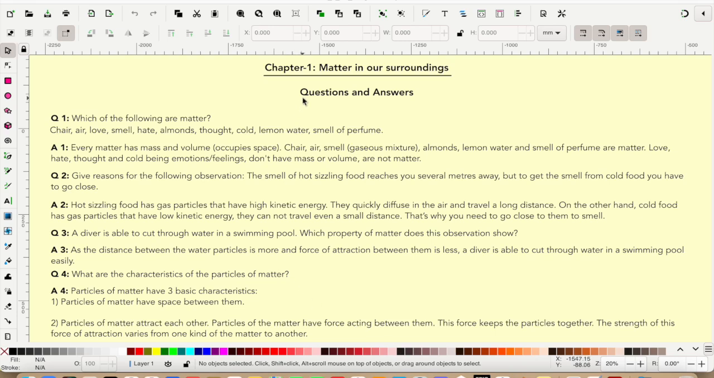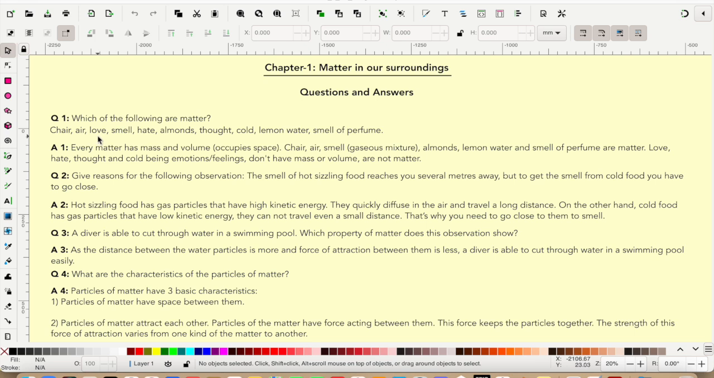Let us see questions and answers of this chapter. First one is, which of the following are matter? We will see which ones have mass as well as volume. First one, chair. Chair has both mass and volume, so chair is a matter. Air. Air is a mixture of gases. It has both mass and volume, so air is a matter.